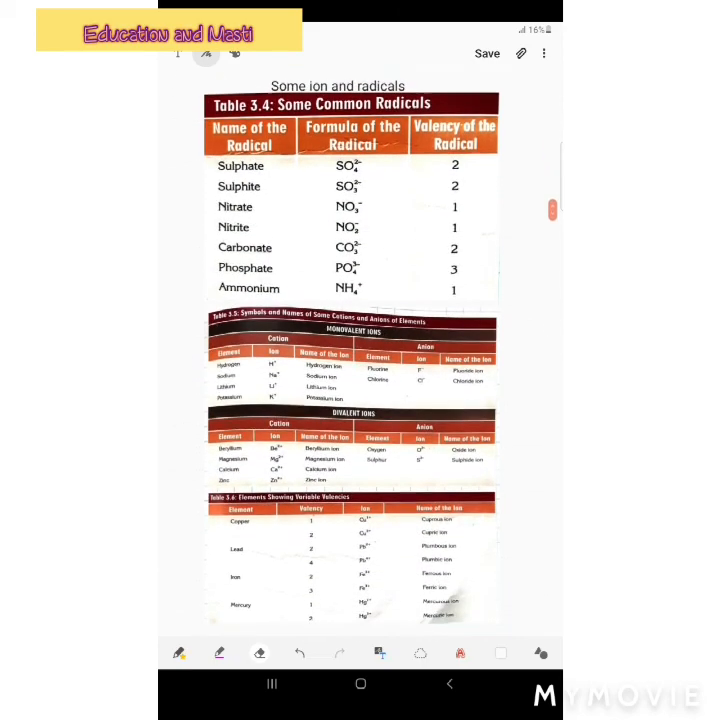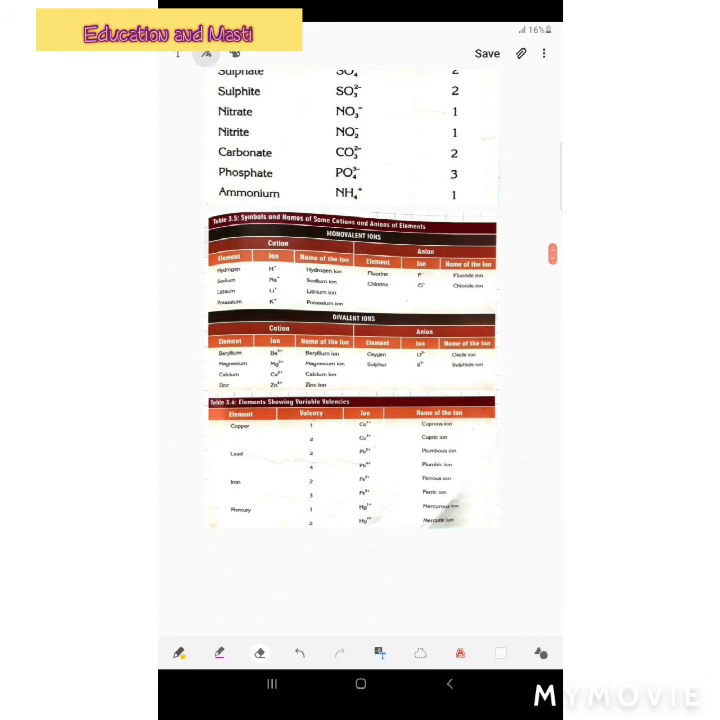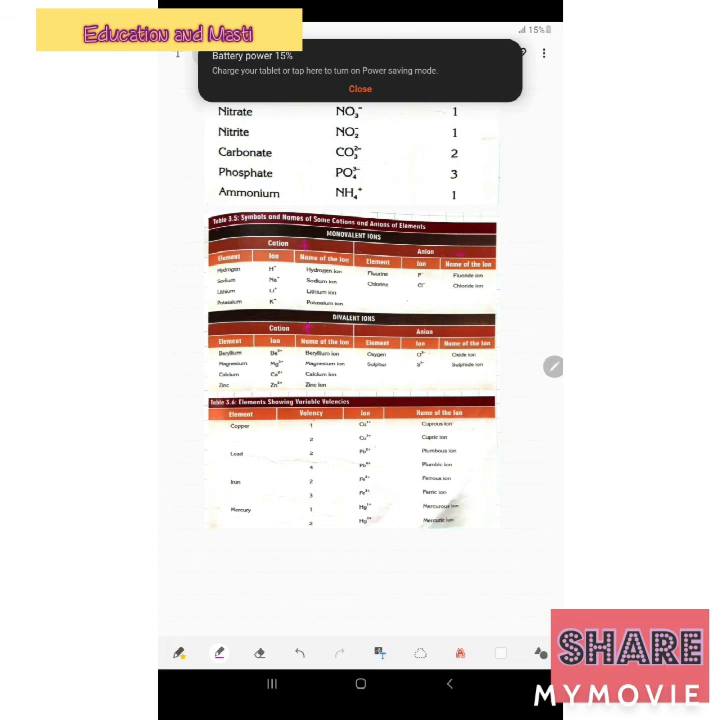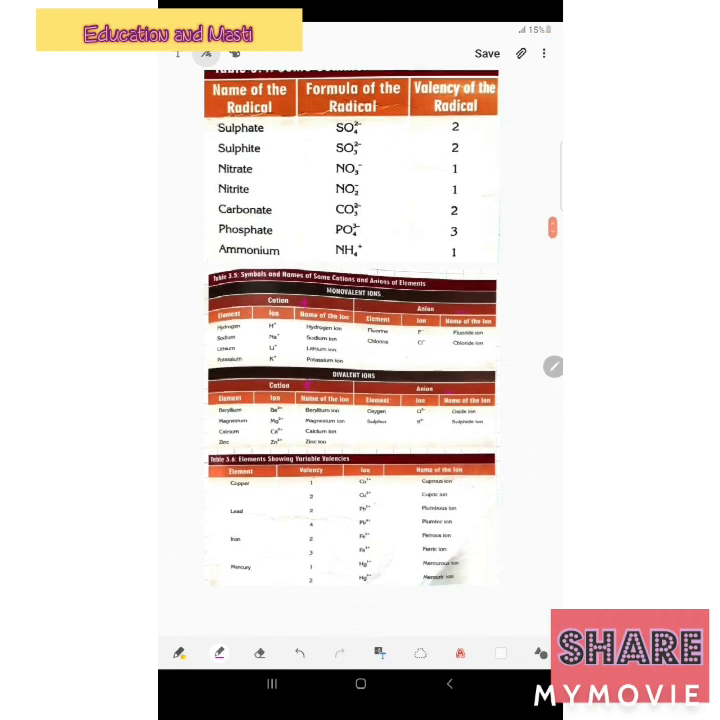Then we have some symbols and names of the cations and anions. Monovalent ions we have hydrogen, sodium, lithium, potassium, fluorine. Here cation, and here fluorine, anion, and chlorine. Here also in divalent ions, cation, that is the positive valency. Okay, the cation is positive and the anion is negative. Then elements showing variable valencies. Here we have copper, lead, iron, mercury, with valencies 1, 2, 3. Like this we have valencies here. Their ions and the names of the ions have been displayed here.